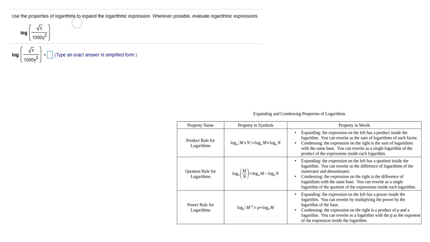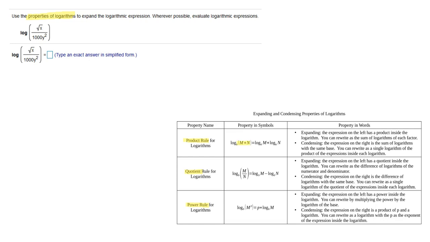Use the properties of logarithms to expand the logarithmic expression. Whenever possible, evaluate the logarithmic expression. So we're given log of the square root of x over 1,000 y squared. Now the properties that we're being asked about to expand, we have 3 of them, and they are the product rule, the quotient rule, and the power rule. And they match exactly with what we're looking for.